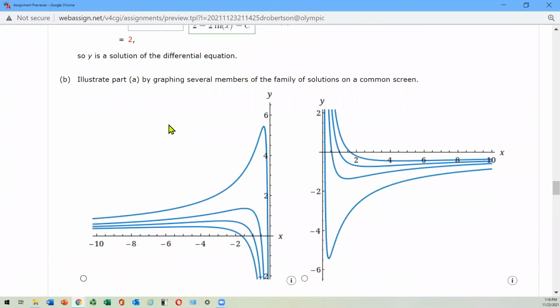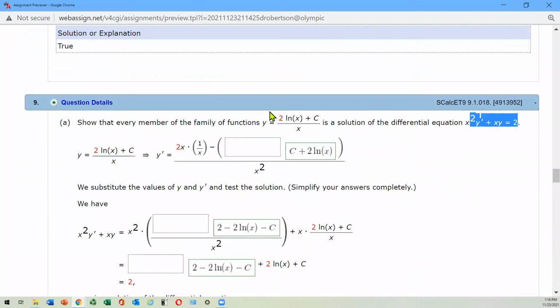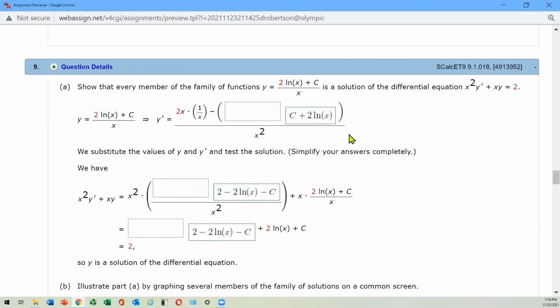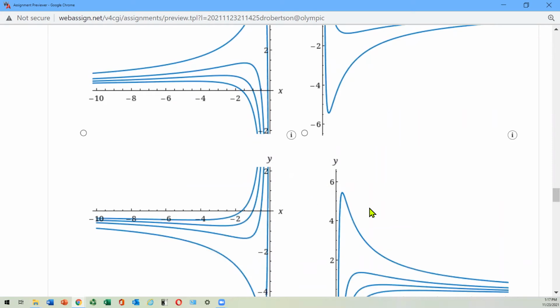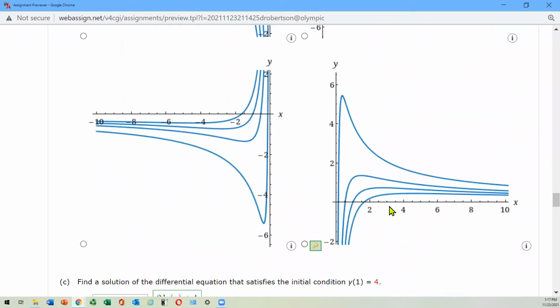It then says illustrate part A by graphing several members of it. So what they want you to do here is take this fella here and do, I don't know, 2 log x plus 1 over x, 2 log x plus 5 over x, 2 log x over x, and maybe 2 log x minus 3 over x. And when you draw a whole family of them, one of these comes out.